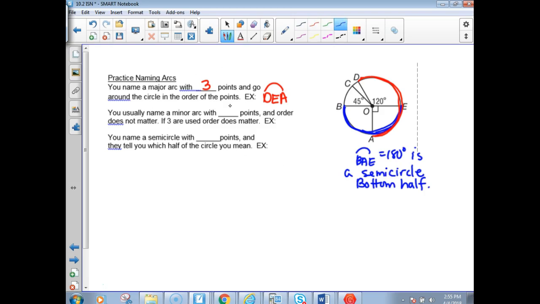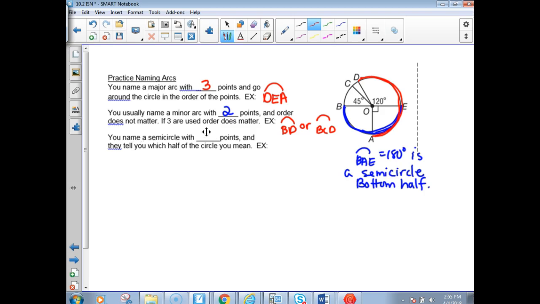You usually name a minor arc with 2 points, and order does not matter. If 3 points are used, order does matter. So for example, we could call it arc BD, or the same arc could be called arc BCD. But you don't have to use those 3 letters, because if you're going to give 2 letters, you have to go the shortest direction to get there. BD would be the same as BCD, because you have to follow the order of the letters.